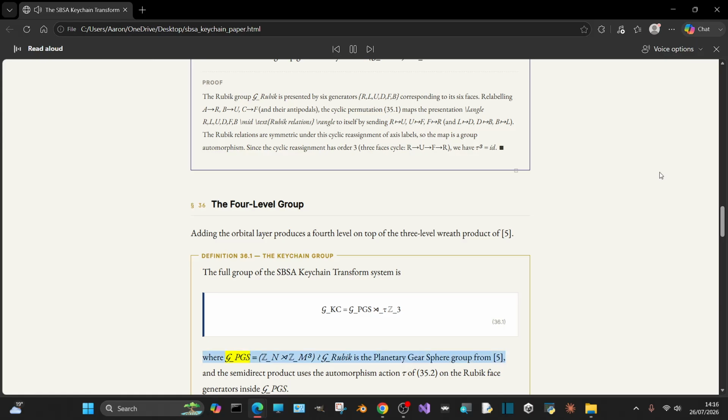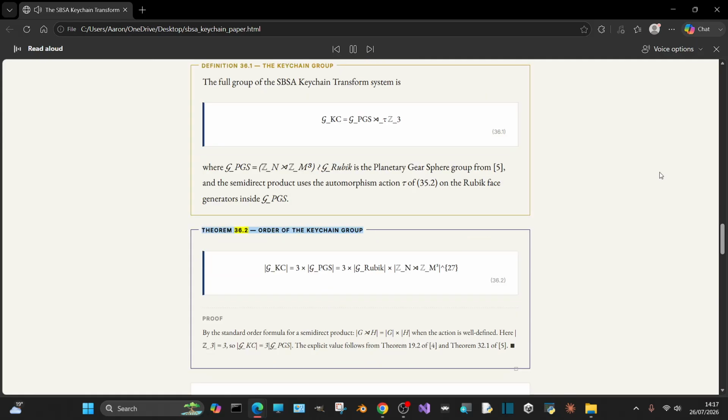Where G_PGS equals Z_n right semidirect product Z_m cubed wreath G_Rubik is the planetary gear sphere group from Section 5, and the semidirect product uses the automorphism action tau of 35.2 on the Rubik face generators inside G_PGS. Theorem 36.2. Order of the keychain group.